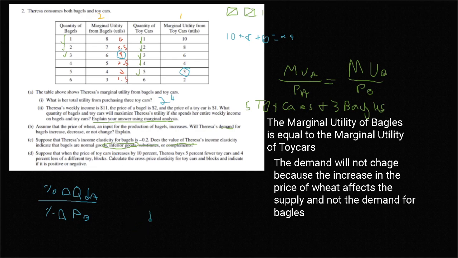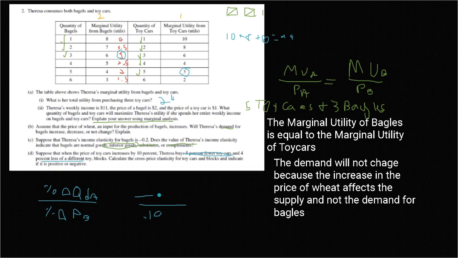So we're going to do this 10% for this change in price here. And so if this is good B, toy cars is good B here. And so we're not going to look at this 5% fewer toy cars. We're going to look at the 4% less of a different toy.